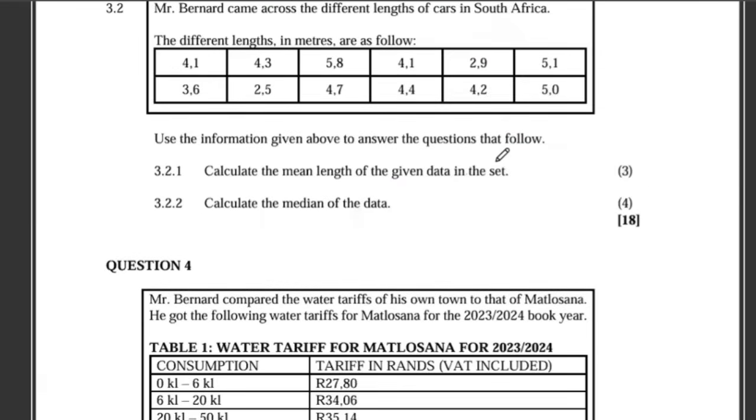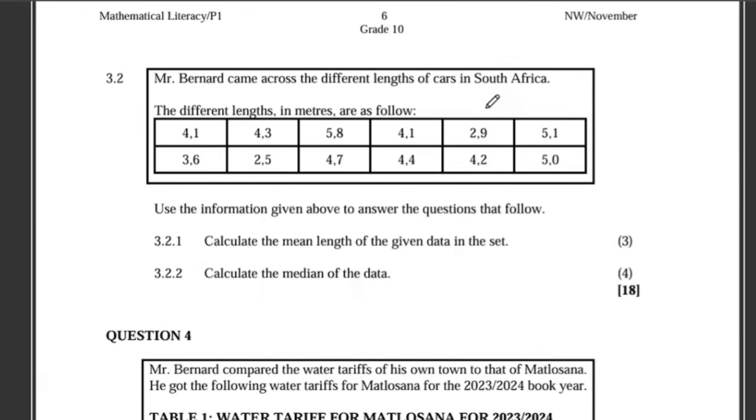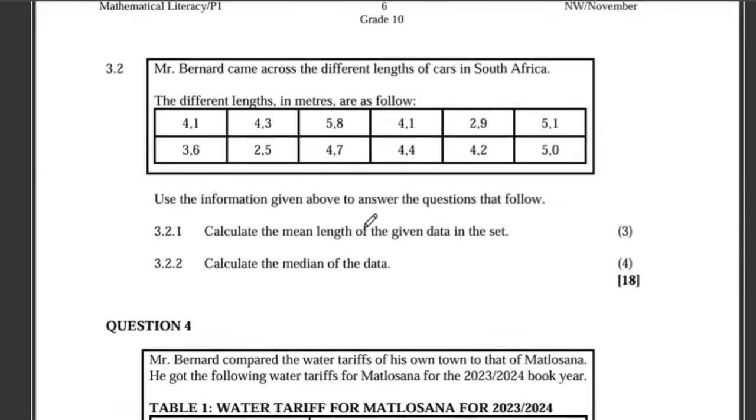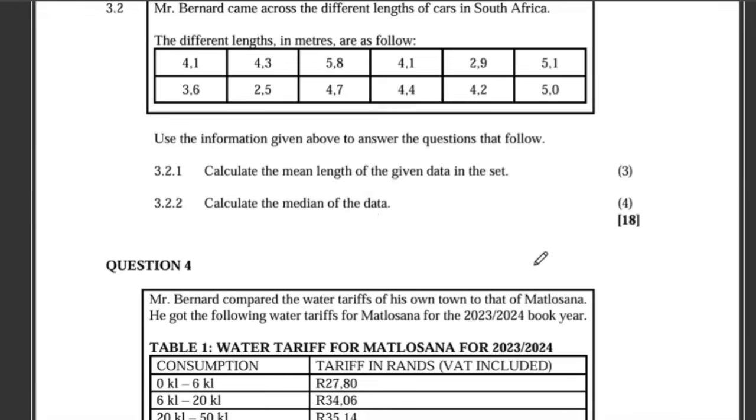3.1.2. They're asking us, okay, they've given us the data here, which says Mr. Bernard came across different lengths of cars in South Africa. The different lengths in meters are shown below. Calculate the mean of the given set of data. What you're going to do first, add the values and divide by the number.